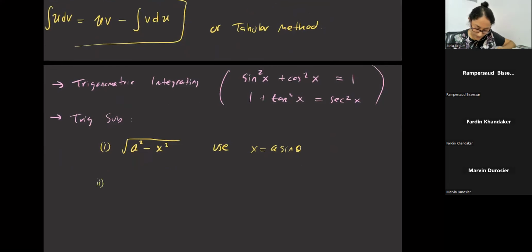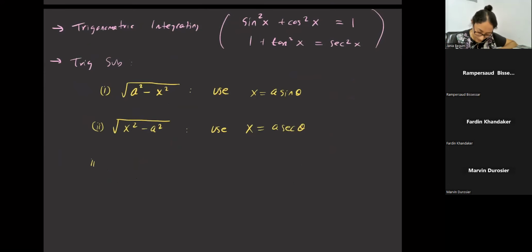Another substitution we have is if you have x squared minus a squared. If you have that form, which substitution do you use? x is equal to a secant theta. Good. And one more form we can encounter: if you have a square root of x squared plus a squared, or a squared plus x squared, what do we use? A tan theta. Good. All right, and then you just follow, okay?